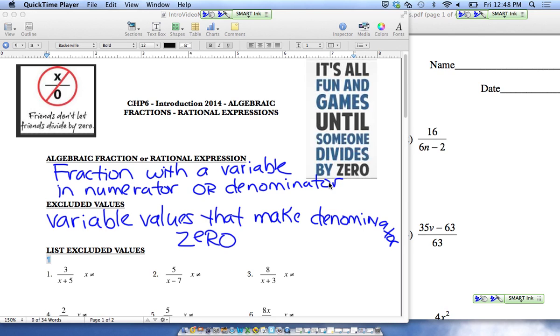So we're now dealing with fractions. We're dealing with fractions that have variables in the numerator and/or the denominator. And when you have a fraction with a variable in the denominator, you have to make sure that you exclude values that would make that denominator zero. So we call these values excluded values. And the homework, the initial homework set, is all about just simply identifying these excluded values.